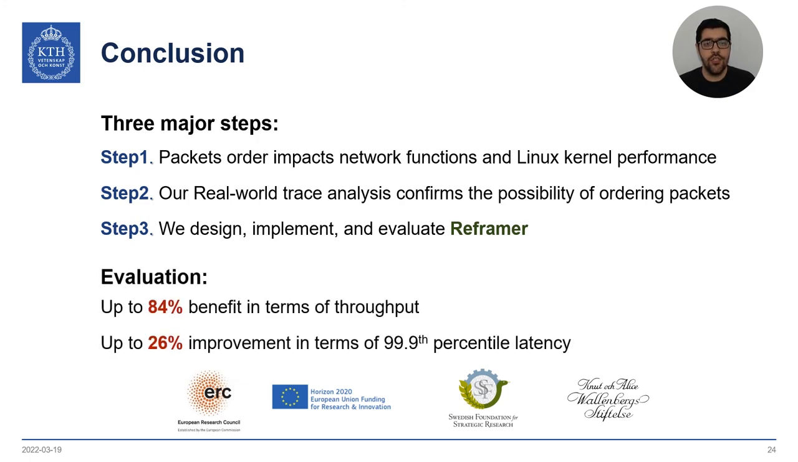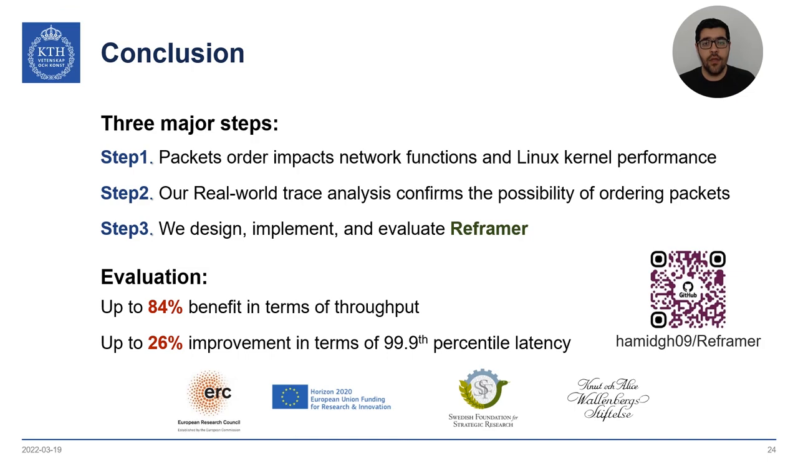Our evaluation shows Reframer is able to increase the throughput of a network function chain by up to 84% and reduce the 99.9th percentile latency by around 26%. We have published the Reframer code and experiments, and they are already available on GitHub if you are interested.